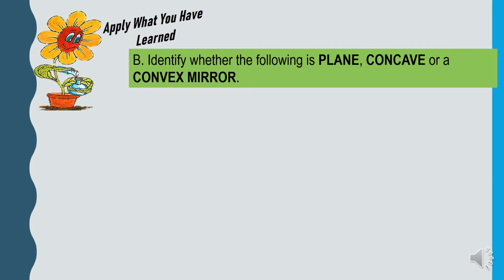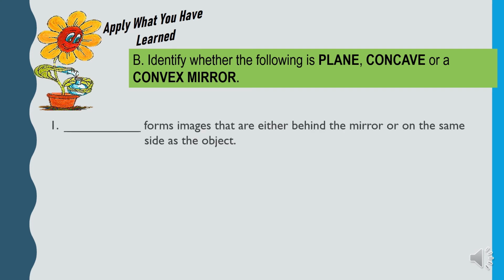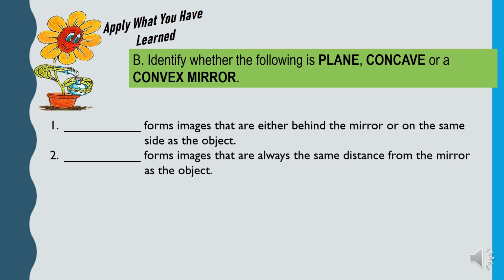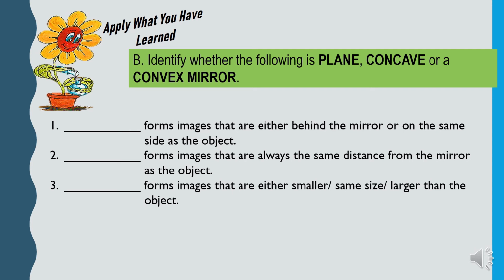B. Identify whether the following is plane, concave, or a convex mirror. 1. Blank forms images that are either behind the mirror or on the same side as the object. 2. Blank forms images that are always the same distance from the mirror as the object. 3. Blank forms images that are either smaller, same size, or larger than the object.